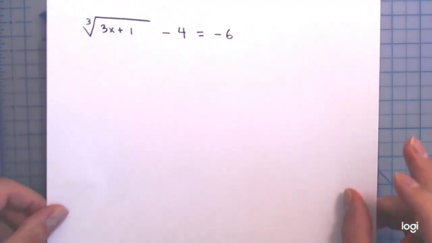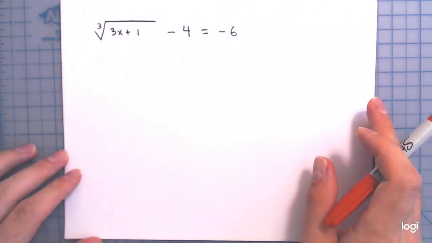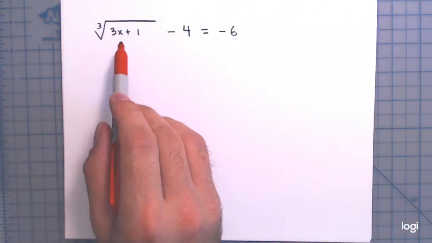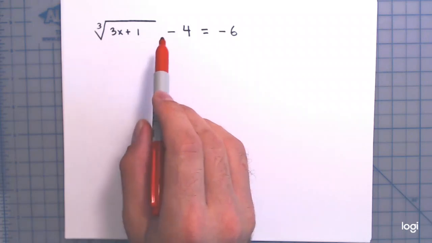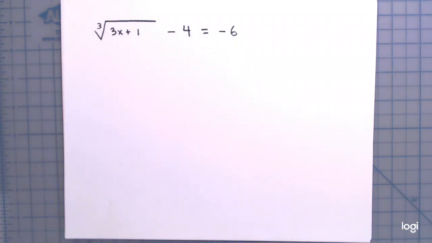Wonderful. Alright, so all those examples had square roots, right? A single expression inside a square root. My last two examples will involve a little higher indexed root, cube root. So in this example, I have the cube root of 3x plus 1, then afterwards minus 4 equals negative 6.